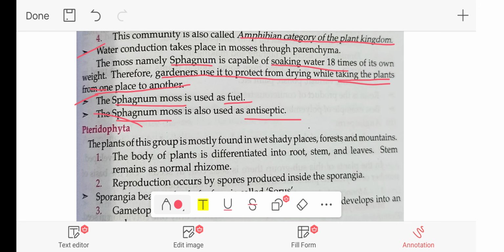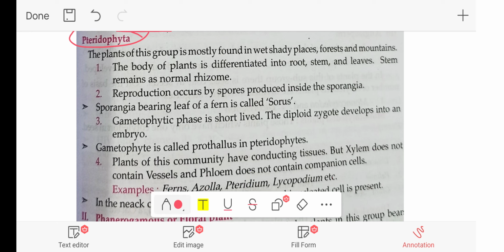Next, Pteridophyta. The plants of this group are mostly found in wet, shady places, forests, and mountains. The body of the plant is differentiated into root, stem, and leaves. The stem remains as a normal rhizome. Reproduction occurs by spores produced inside the sporangia. The sporangia-bearing leaf of a fern is called sorus.